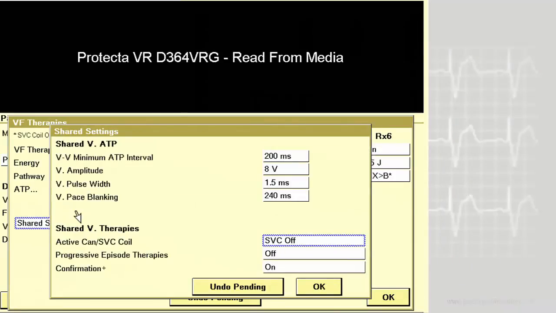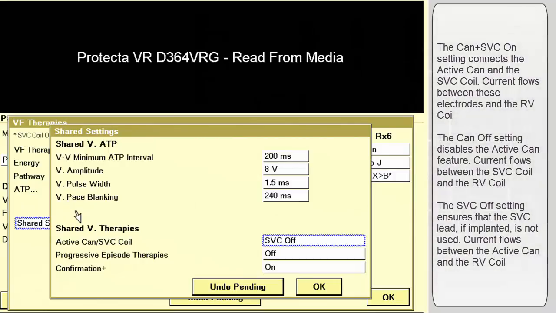There is another parameter that you can program, which is the shock vector. The programming of this parameter depends on the number of shocking electrodes available. Single coil shocks are delivered between the distal coil of the right ventricular lead and the CAN, while dual coil shocks can be delivered between the distal coil, the proximal coil, and the pulse generator.